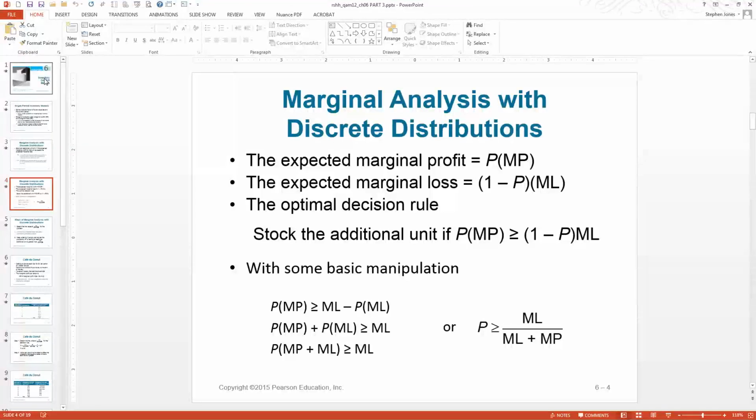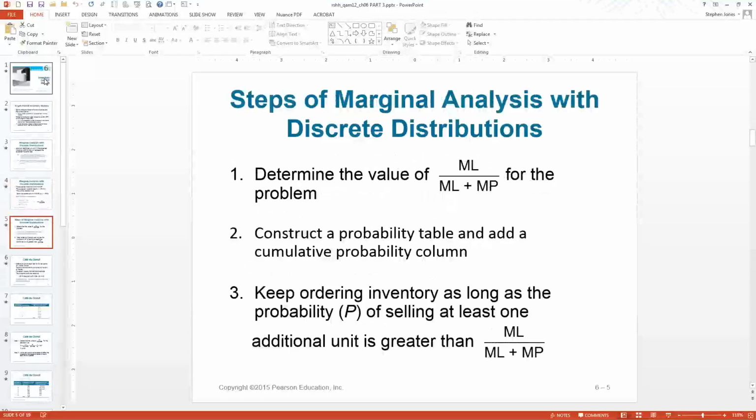If you can come up with those probabilities and what the potential profits and losses are, you can create yourself a chart, and you can do it at the different levels and use this equation right here that you have. So first, determine what the value of the marginal loss over marginal loss plus marginal profit is for that problem.